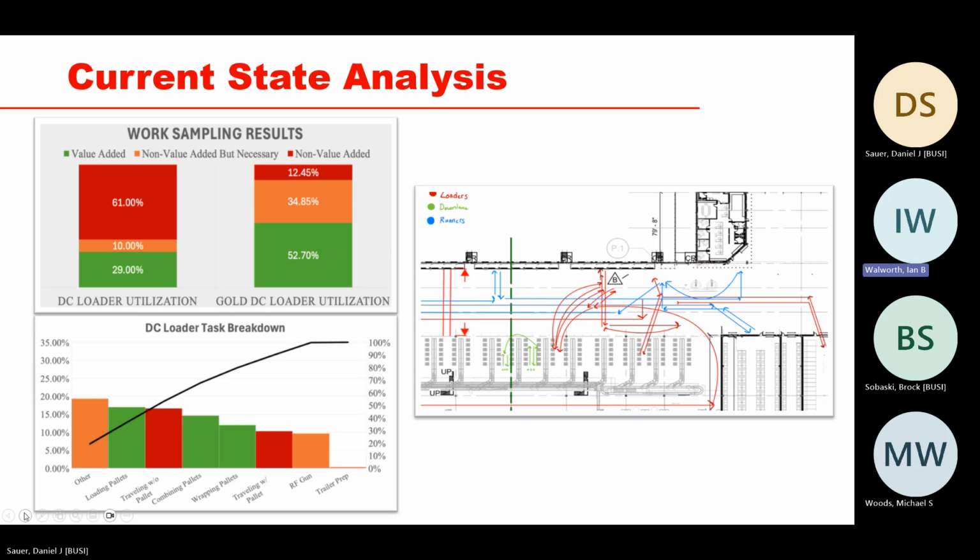So from this, we saw that within our distribution center, the workers were spending about 61% of their time doing non-value-added work, which was 48.5% higher than the gold standard distribution center. Then from the spaghetti diagram, you can also see that there was a lot of unnecessary movement throughout the facility.